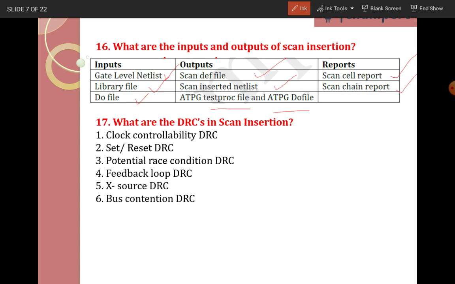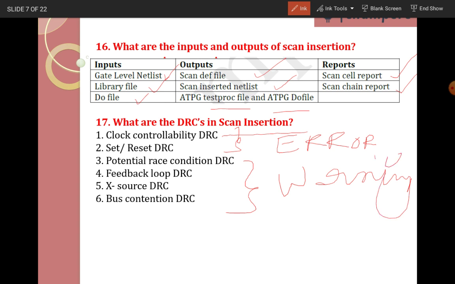And what are the DRCs in scan insertion? Very important. Mainly these are clock controllability DRCs, like S1, C1, S2, and set/reset controllability DRCs. Clock and reset should be controlled from the top level. If they are not controlled from the top level, we will get these DRCs. These two are error DRCs, and the remaining ones are warning DRCs.